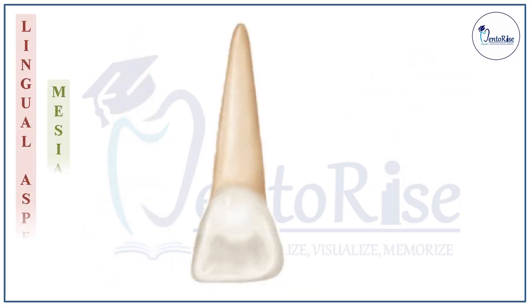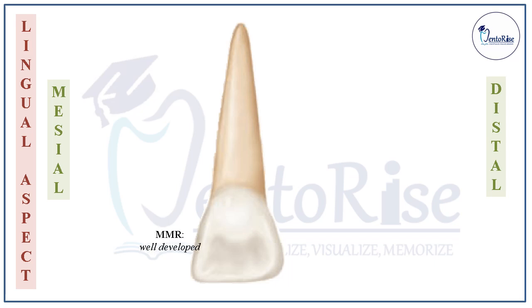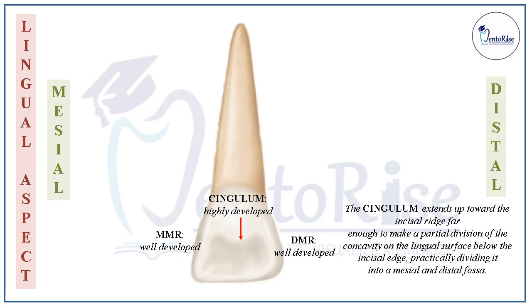Coming to the lingual aspect now, the lingual aspect of primary maxillary central incisor has a very well developed mesial marginal ridge, a very well developed distal marginal ridge, and even the cingulum is very highly developed, and there is a concavity in between. These features are similar to those of the permanent maxillary central incisor lingual aspect. However, the difference is that the cingulum in this tooth is so highly developed that it extends down till the incisal surface, partially dividing the concavity into two fossas. These fossas can be named as mesial and distal fossa.